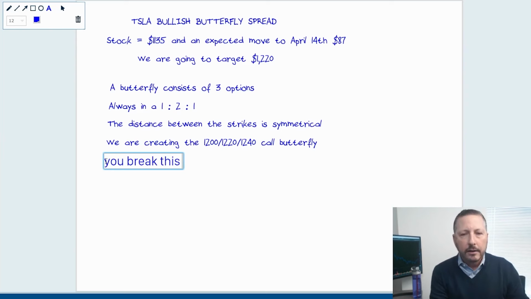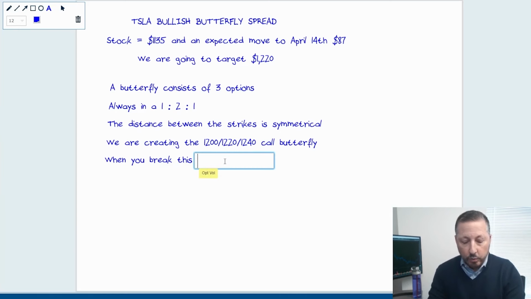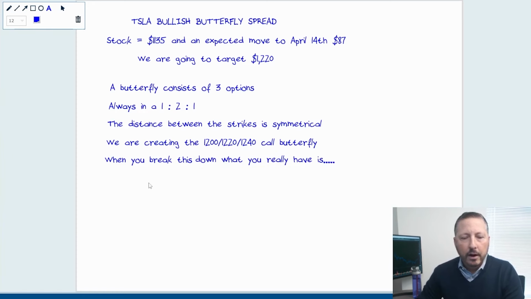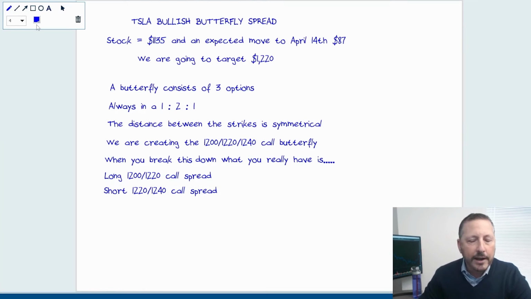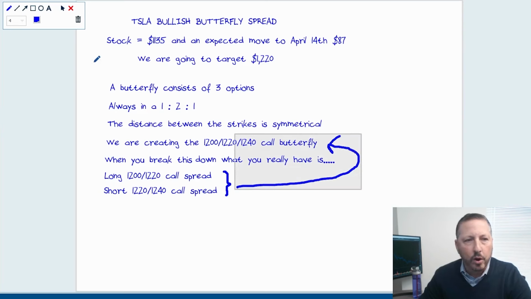Well, when you break a particular strategy down to just its bare bones basics, and you break a butterfly down to its basics, what you really have are two different spreads. We have a long 1200, 1220 call spread, and then we have a short 1220, 1240 call spread. This right here is the equivalent to this 1 to 2 to 1 ratio.